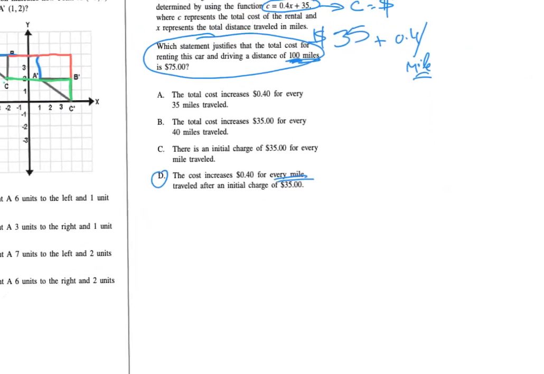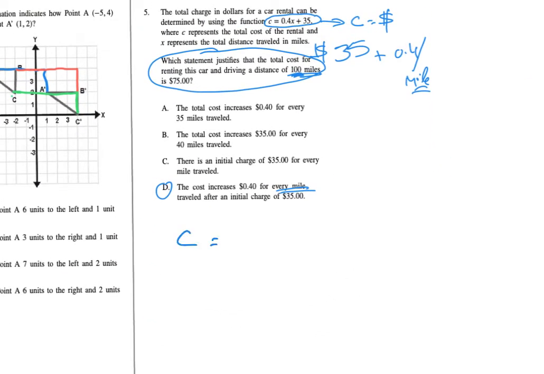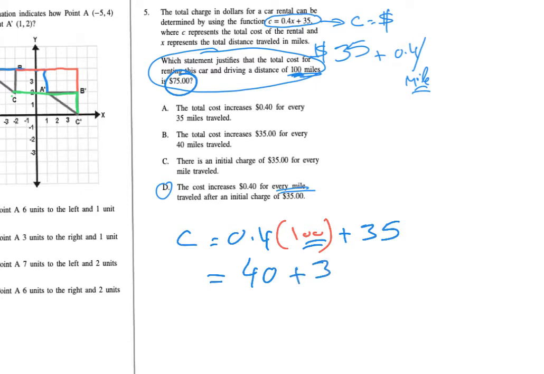So if we substitute x by 100, because x represents the number of miles, right? Let's do this one here. We got C equals 0.4 times x, and let's suppose I have 100 miles, plus $35. So based on this statement, I'm supposed to get $75, right? Now, 0.4 times 100, we're going to move the decimal twice, because we have 2 zeros here, so it's going to be 40 plus 35, and the answer is $75. Right? That's exactly what we have. So the answer definitely is going to be D.